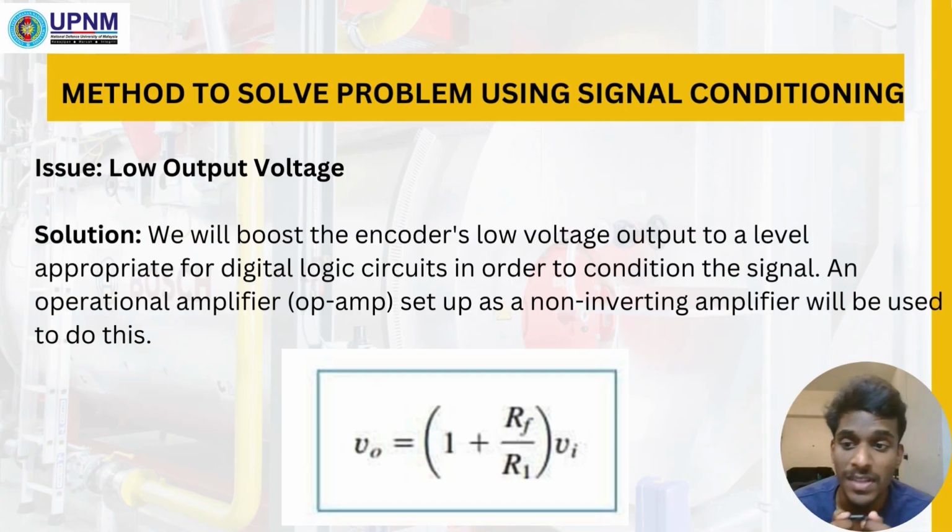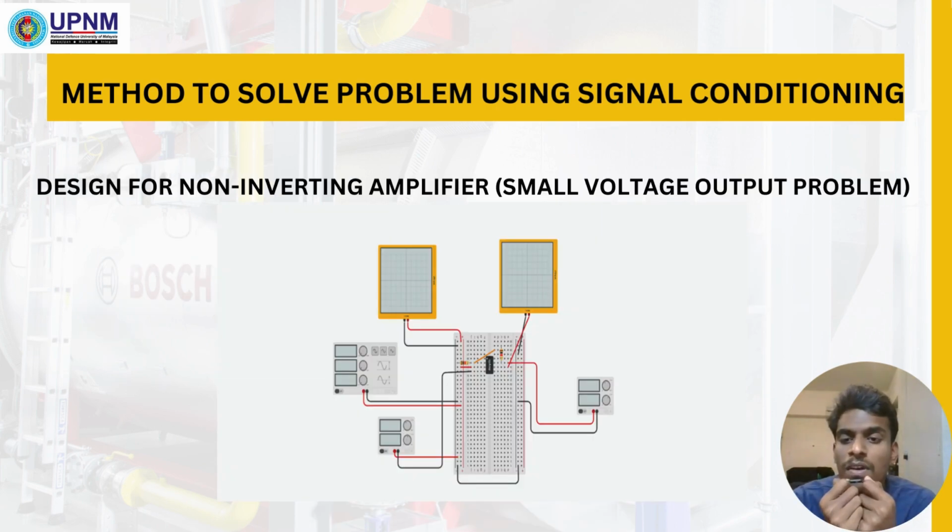The first issue that has occurred is the low output voltage. To overcome this problem, we need to condition the signal. We shall raise the low voltage output of the encoder to a level fitting for digital logic circuits. This will be accomplished with an operational amplifier, also known as an op-amp, as a non-inverting amplifier. To overcome the small voltage output problem, this is the design for the non-inverting amplifier we've done using the breadboard.